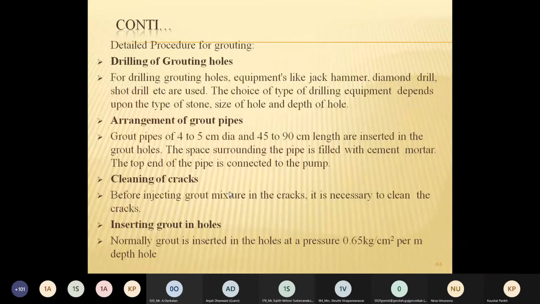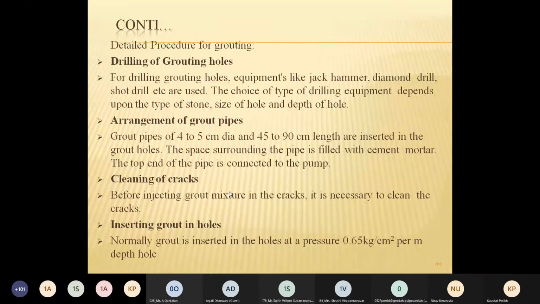Then arrange the grout pipes. Grout pipes of 4 to 5 centimeter diameter and 40 to 90 centimeter length are inserted into the grout holes, and the space surrounding the pipe is filled with the help of cement mortar. The top end of the pipe is connected to the pump.